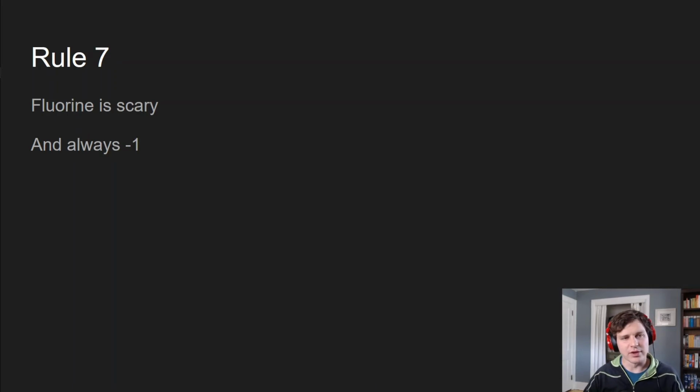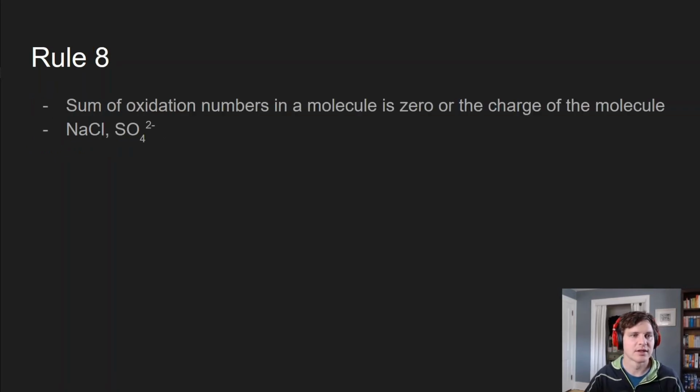Rule number 7, fluorine is pretty scary, and that's because it's always -1. So fluorine is always trying to scavenge and find one more electron to fill its outer orbital. So it's the inverse of lithium. It really is hungry for another electron. Rule 8, this sums them all up. Basically, the sum of the oxidation numbers in a molecule is 0 or the charge of the molecule.